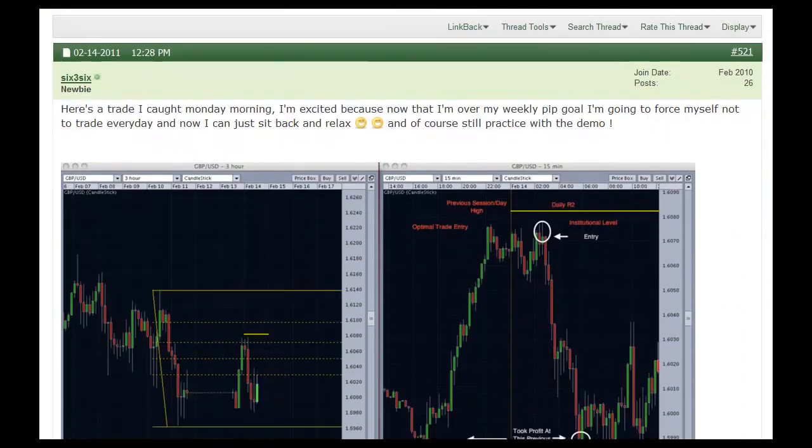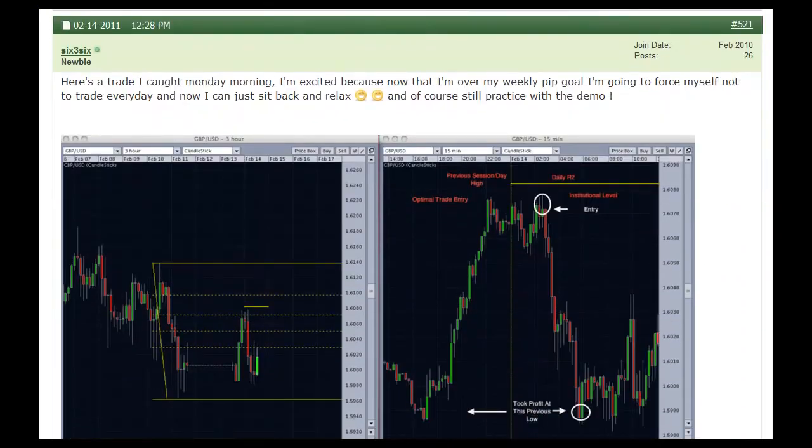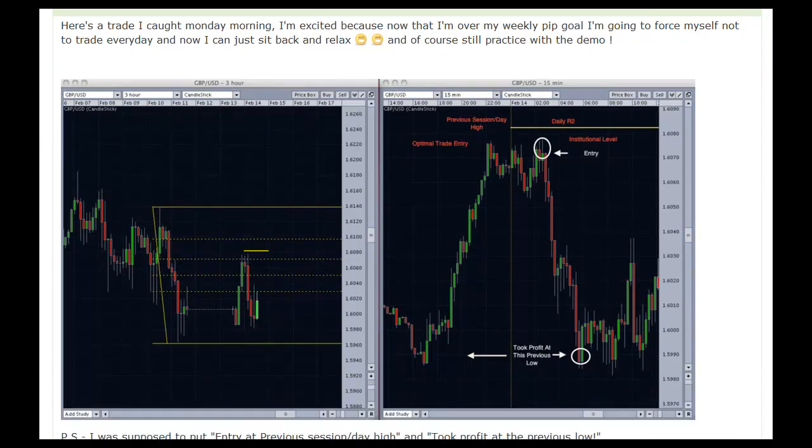Okay, 636. I was very impressed by this guy. This was a good trade here. He had all of his key levels noted. Optimal trade entry around the institutional level and taking profit at an old low. Awesome, awesome, awesome. Railroad checks came in also at this area here and finally bounced up in here. Excellent trade.